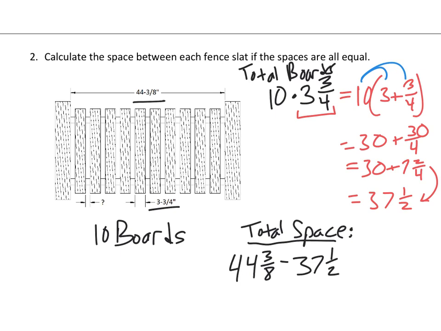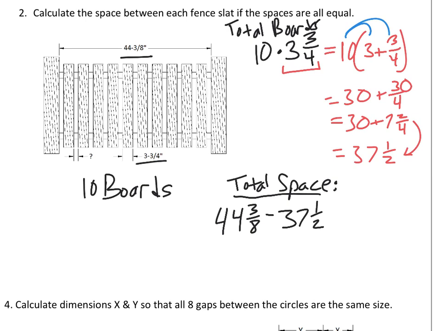So some more little fraction work here. We're reviewing some fraction things. First of all, we need a common denominator. So let's change this 1/2 to 4/8. So we have 44 3/8 minus 37 4/8. Now we have 3/8. We want to subtract or get rid of 37 4/8. Uh-oh.